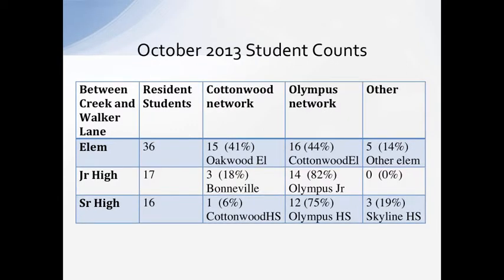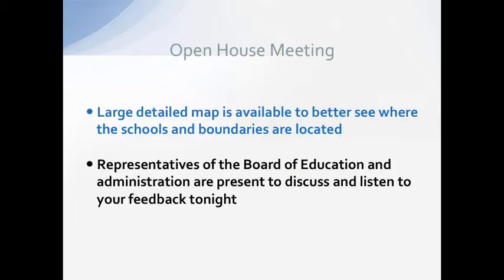This table shows the Walker Lane area students as of October 2013 and where they are attending this school year. Similarly, these students have followed the open enrollment procedures in order to attend an out-of-area school of their choice. At tonight's open house, there is a detailed map showing each of the schools and the area of Walker Lane. District representatives, including members of the Board of Education, are at this meeting to discuss and listen to your feedback tonight.